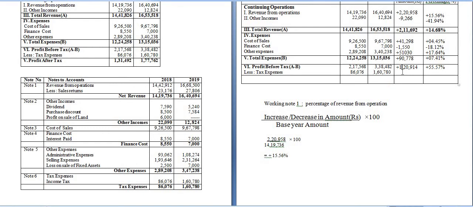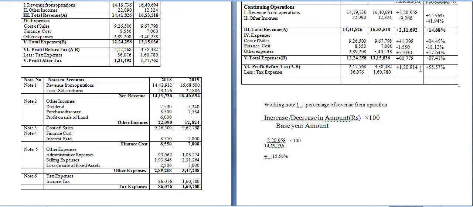Okay. Now find out whether the amount is increase or decrease. If it is increase, how much? If it is decrease, how much? Amount is increase. Okay. So 86,076 minus 1,60,780 is equal to 74,704.